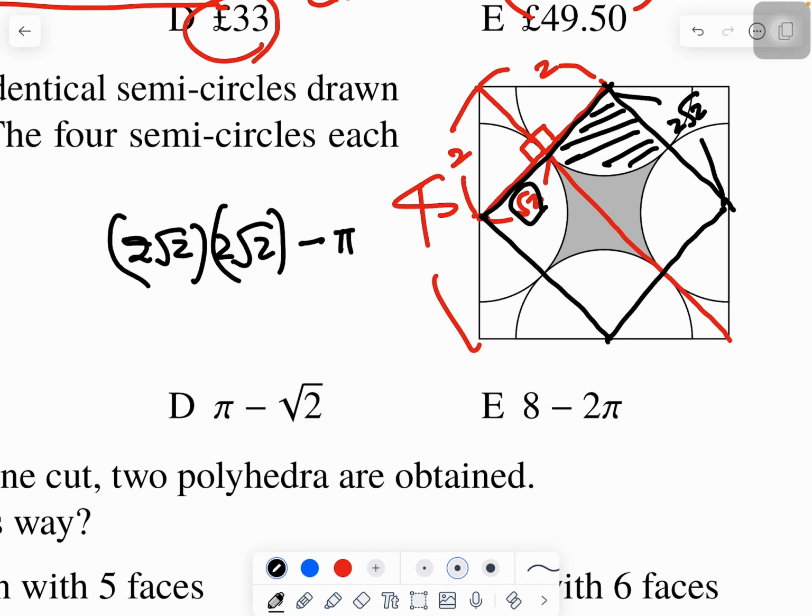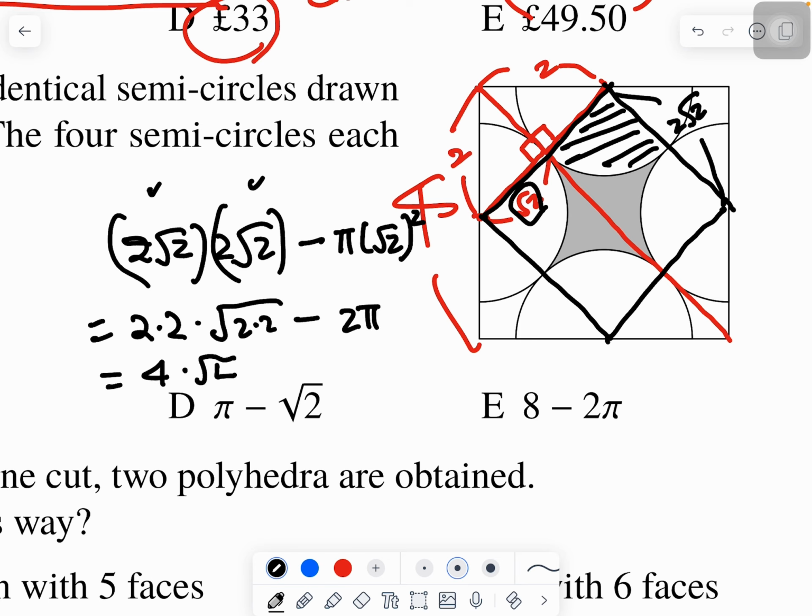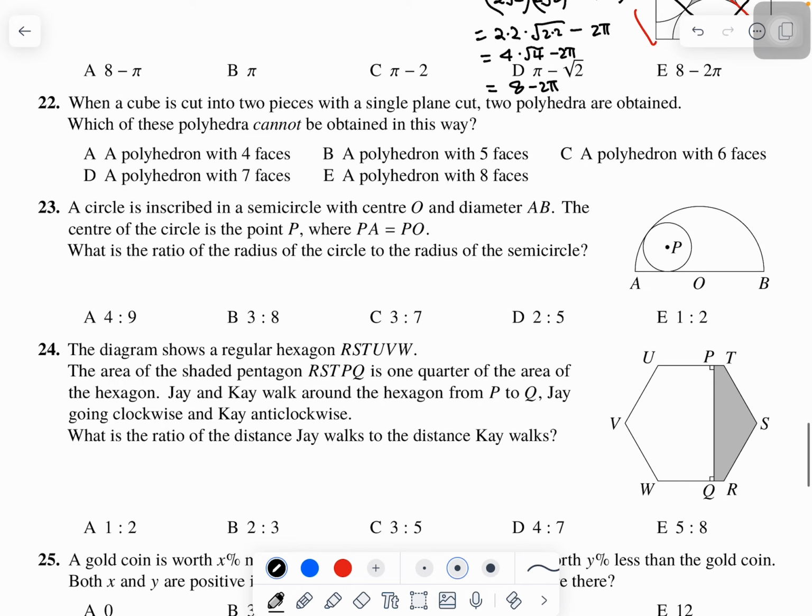So pi r squared. You know, when you multiply them together like this, you can multiply the same shape. I mean, like you can multiply 2 by 2 and square root of 2 by 2, for example. So 2 pi, 4 square root of 4 minus 2 pi, so 8 minus 2 pi. And 22.